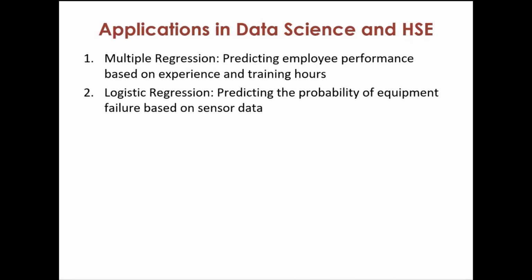It has many rooms for application. For example, predicting the probability of equipment failure based on sensor data. Yeah, the probability of this drug producing a positive effect on the patient. Either there's effect or no effect. These are all binary outcomes.